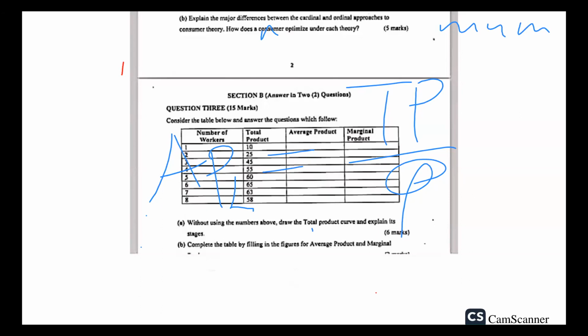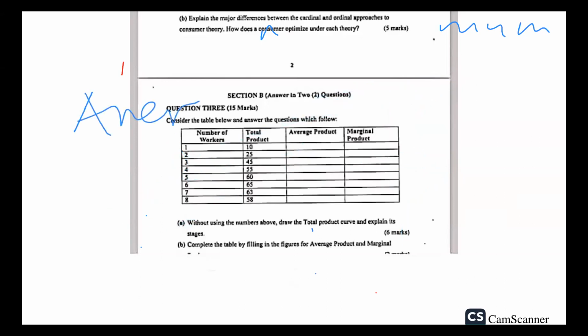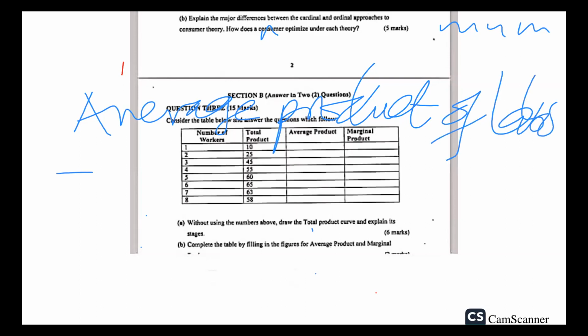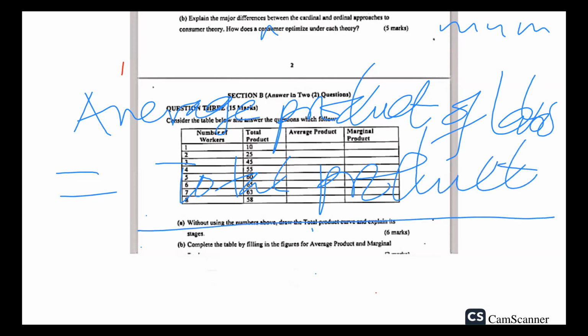Just come again on that one, sir. I said the average product of labor in this case shall be equal to total product divided by the number of workers. Since we are dealing with labor, the units of labor, or output if you might want to put it like that, which you usually call output. So that is how you get the average product of labor.